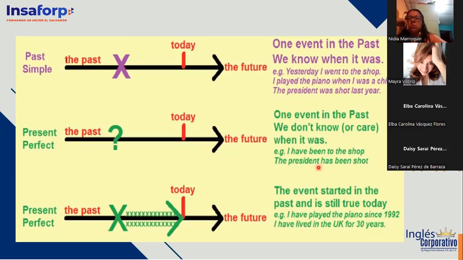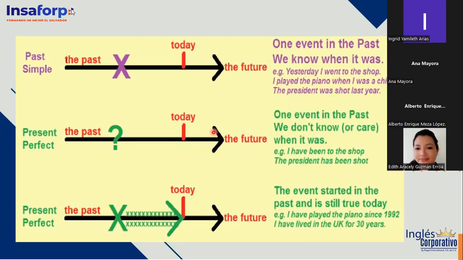So now let's go with the first part of the present perfect. Can I have a volunteer? Me, teacher. Iris, go ahead, please, help me read this part. One event in the past, we don't know or care when it was. I have been to the shop. The president has been shot. Okay, shot.